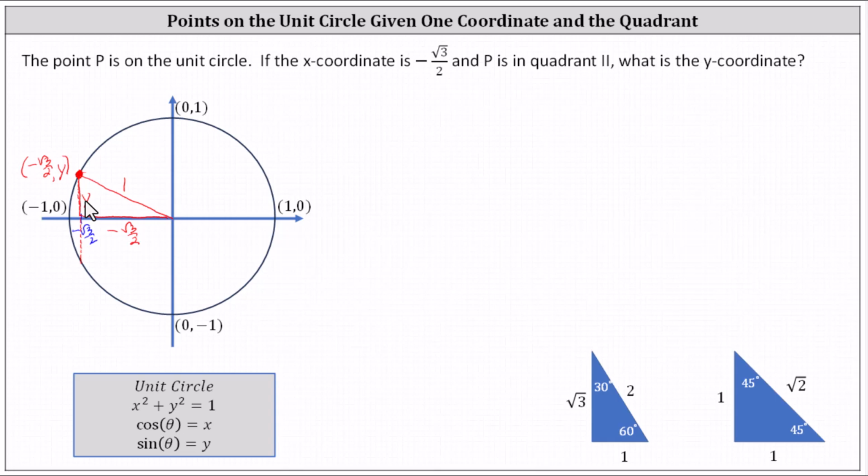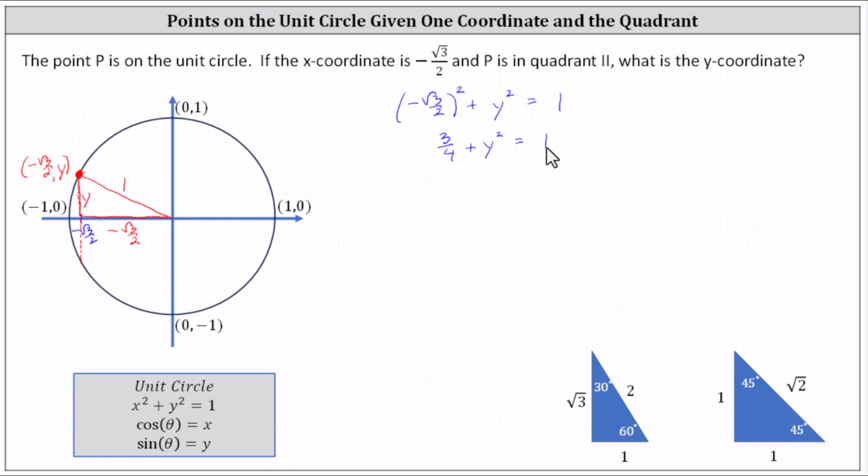origin is x squared plus y squared equals r squared, but because we have the unit circle where r is 1, the Pythagorean theorem would be x squared plus y squared equals 1 squared, and since 1 squared equals 1, we have x squared plus y squared equals 1, which indicates the square of negative square root 3 divided by 2 plus y squared equals 1. The square of negative square root 3 is 3, the square of 2 is 4, which indicates the square of negative square root 3 divided by 2 is 3/4, giving us 3/4 plus y squared equals 1.